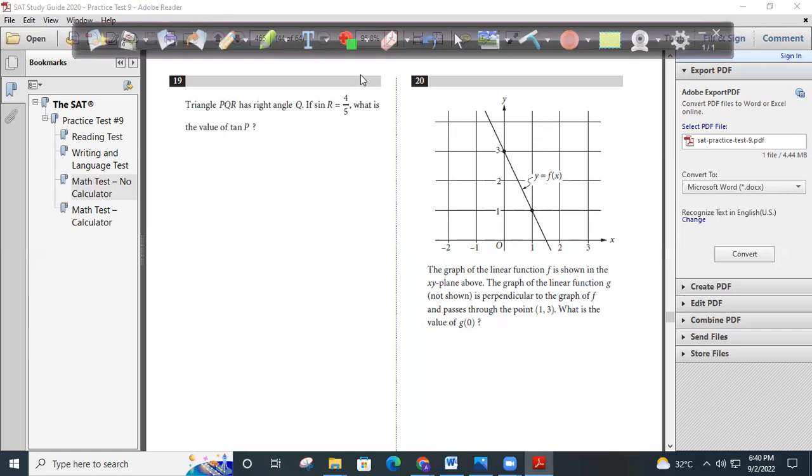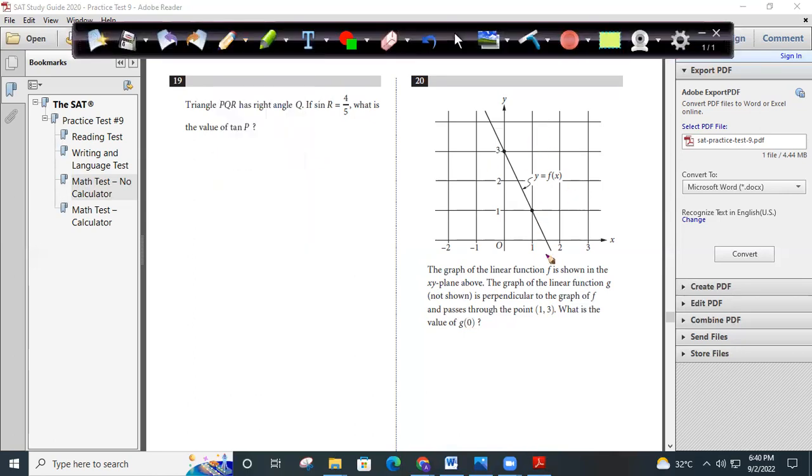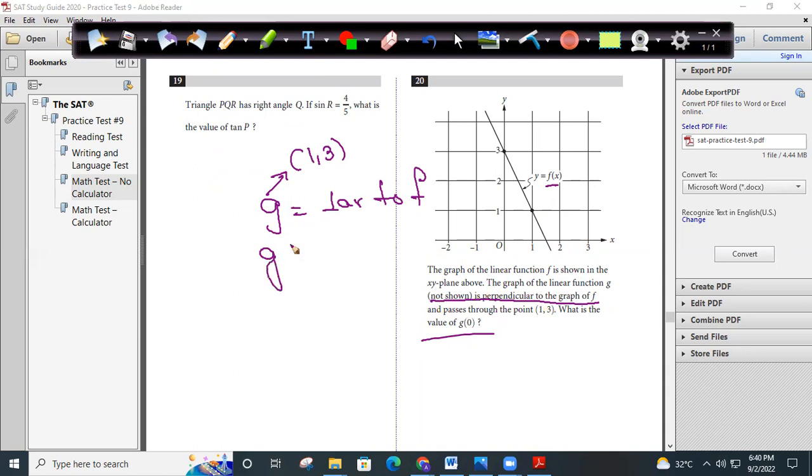Okay. See how easily I'll solve this question, as if I were the student. The graph of the linear function f is shown. The graph of the linear function g, not shown, is perpendicular to the graph of f. G is perpendicular to f and passes through the point (1, 3). What is the value of g of 0?